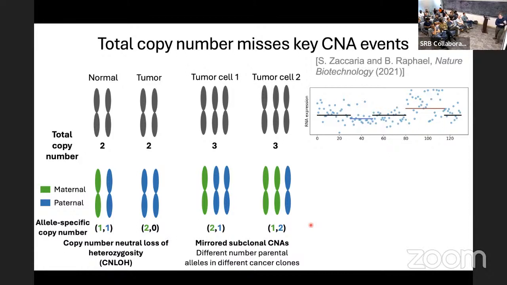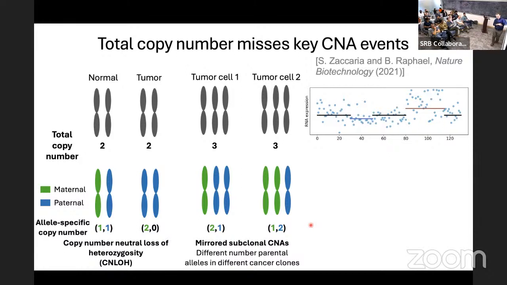I already described this for you, previewing this part. The reason is that there are really interesting events that happen. Here's an event where there are two copies of the paternal chromosome and zero of the maternal. This is what's called copy neutral loss of heterozygosity, because the total copy number doesn't change, but you are no longer heterozygous at any locus. These actually are really common in tumors.